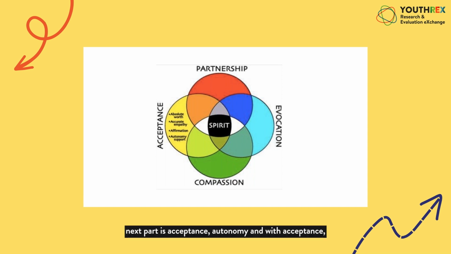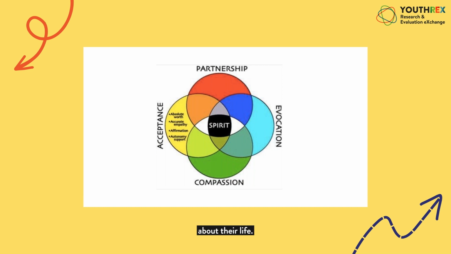Now, the next part is acceptance or autonomy. With acceptance, we like to look at it as a way in which you can show that a young person has absolute worth, they have value. We believe that there is a bit of empathy and affirmation that needs to happen on the part of the clinician or service provider. And this is where you really help to build the skills of autonomy and show that the young person has agency. So you're there to help guide, to suggest, but ultimately it's all about the autonomy that they have in terms of making decisions about their life.